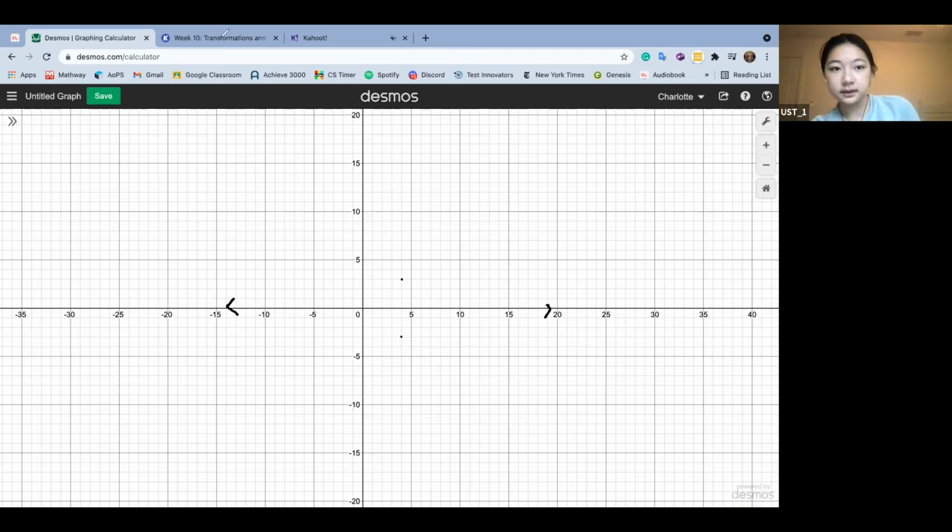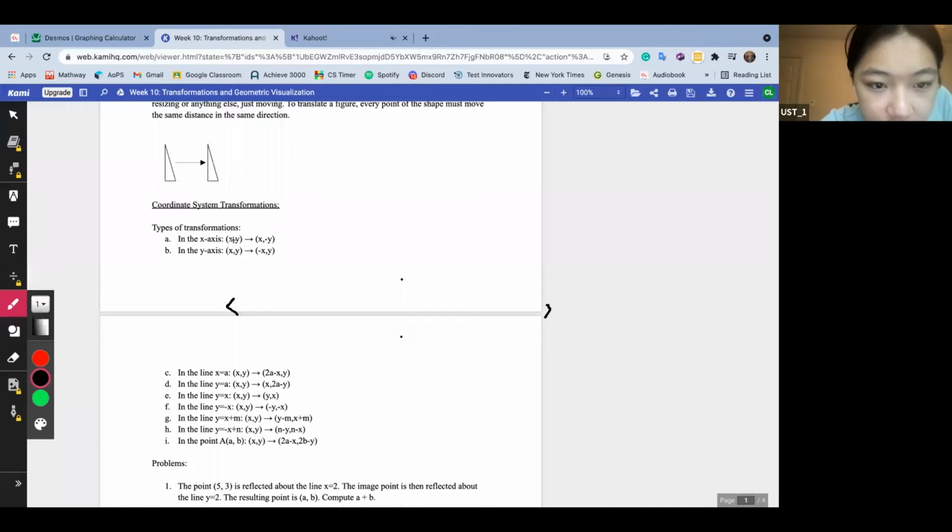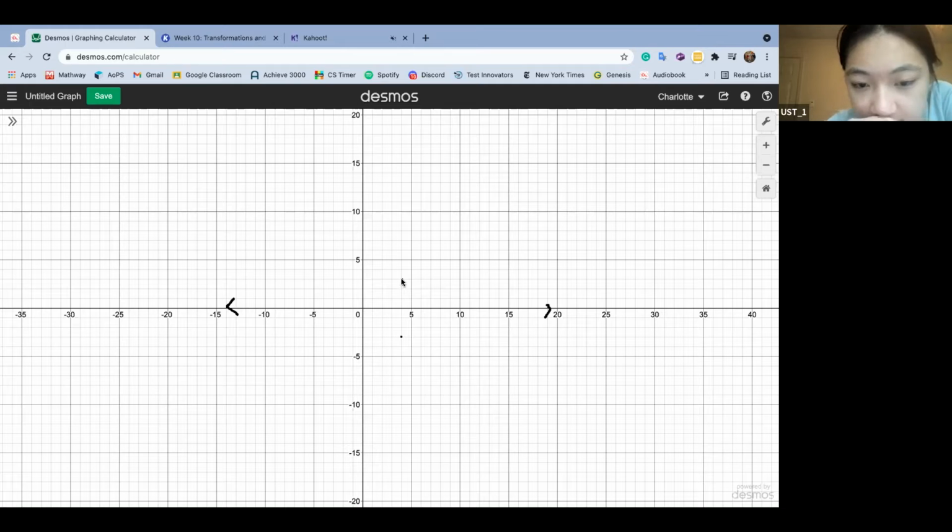And the formula for this over here, you have the point x, y, and if you translate across the x-axis, it will become x, negative y. So here the x stays the same, it's still 4, but the y changes from 3 to negative 3. And then I'll go over the second example.